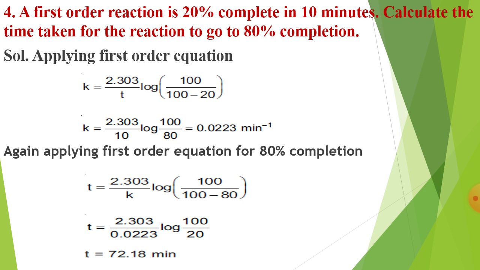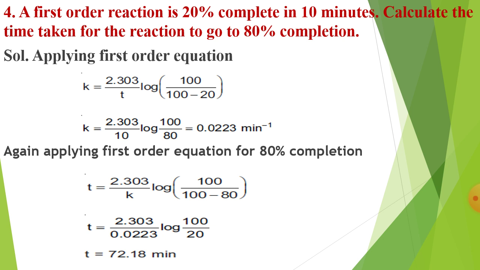Now question number 4. One more question of this type is asked in the board examination. A first order reaction is 20% complete in 10 minutes. So calculate the time taken for the reaction to go to 80% completion. So here first of all you have to find the value of k. So k equal to 2.303 by t log 100 by 100 minus 20, because the initial concentration is 100, 20% completed, that is 100 minus 20 gives 80, the final concentration.